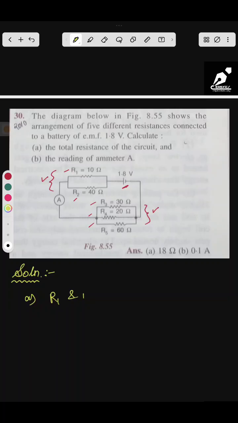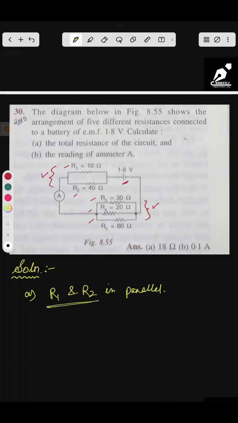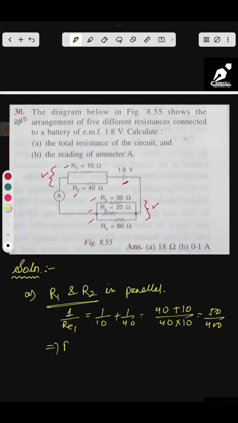So let's talk about R1 and R2 in parallel. So what will be the combination of this one? Suppose 1 by R equivalent 1 will be 1 by 10 plus 1 by 40. So 40 plus 10, multiplied LCM 40 into 10, 50 by 400. So R equivalent 1 will be 400 divided by 50, which is equal to 8.